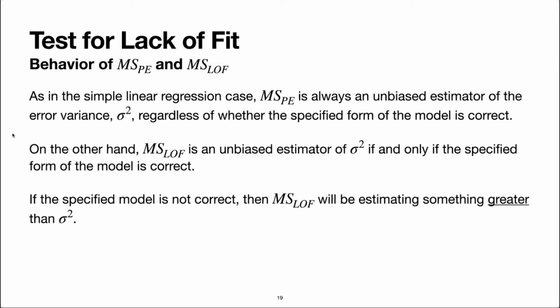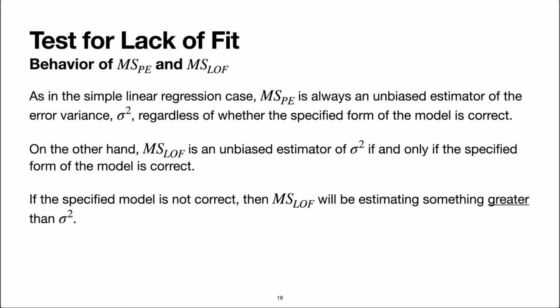Now, as in the simple linear regression case, the mean squares for pure error is always an unbiased estimator of the error variance, regardless of whether the specified form of the model is correct. And again, the reason for that is that this estimate is not in any way dependent on the form of the model. It is a model-independent estimate of the error variance.